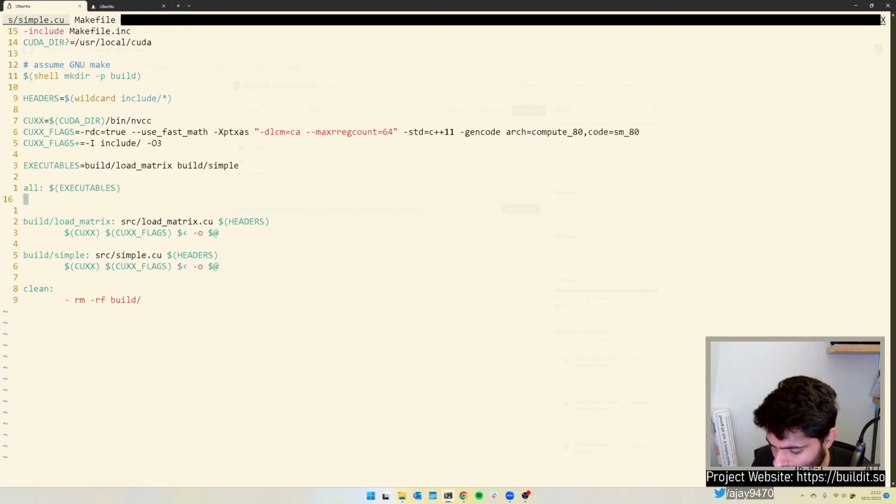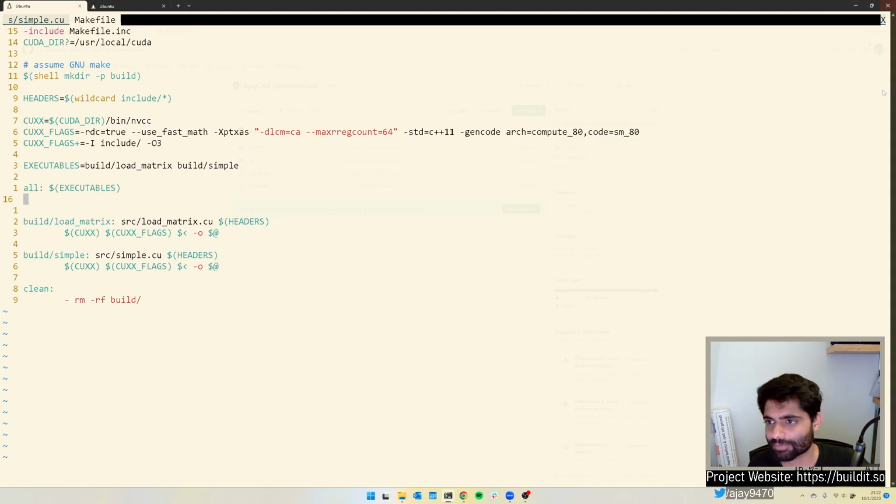By the way, there's a few things you need to know about compiling for the GPU. The compiler is called NVCC. Its flags are very similar to GCC, but this one also compiles C++-ish CUDA code too. There are some extra flags that I have here. Use fast math is a normal one. Max reg count is an input to the compiler to say don't use more than 64 registers per kernel. That's something I have learned over the years.